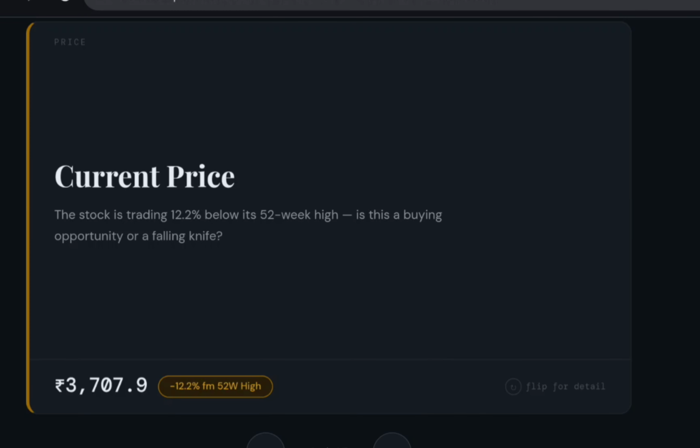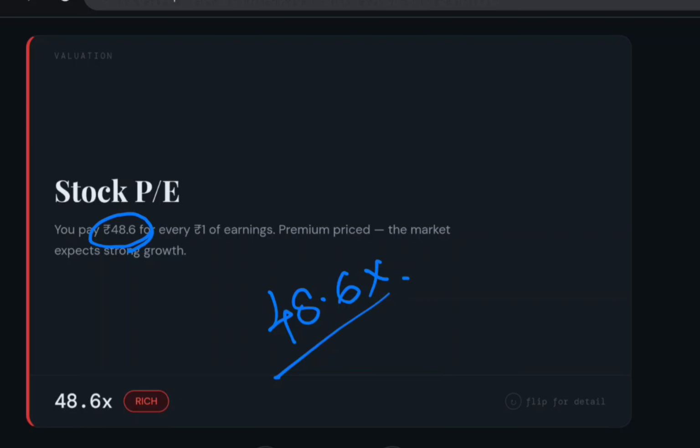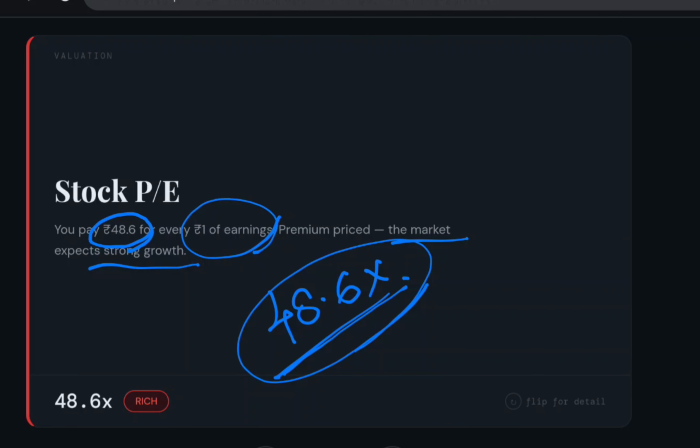Just check what fundamentals I have included in that Indian Fundamental Dashboard. First one is the current price, which will indicate whether it is trading at, here it is showing, trading 12.2% below its 52-week high. Now next one is the stock P/E. It is trading at a multiple of 48.6. So for every 1 rupee of earning, you are ready to pay 48.6 rupees. That is the P/E. That means the market is expecting strong growth for the company. So it is high. You can see it is already mentioned in that Indian Fundamental Dashboard that it is rich.